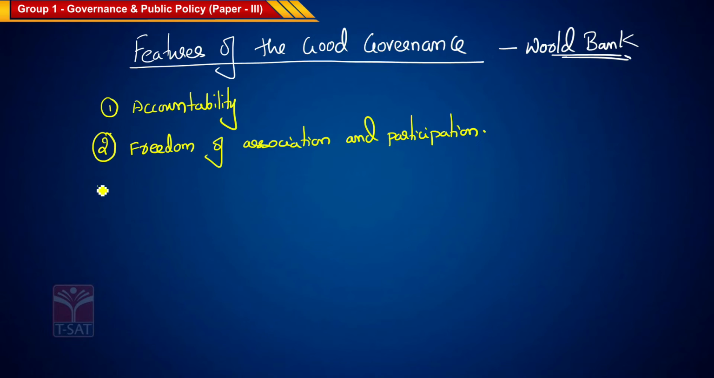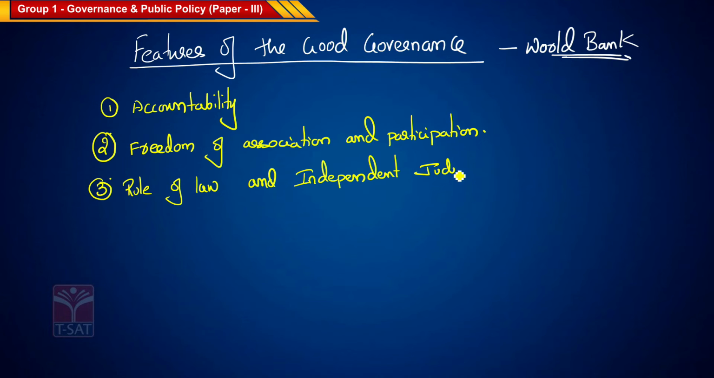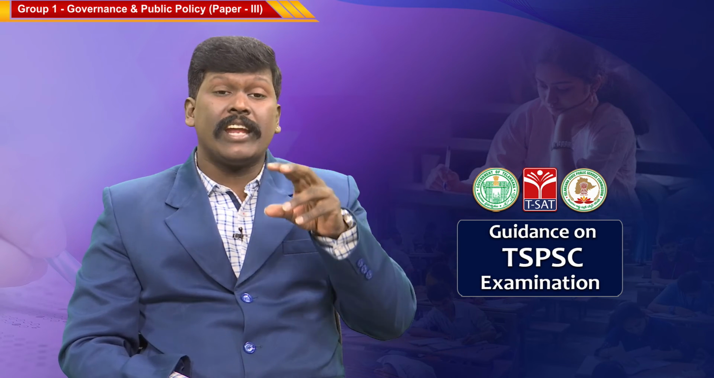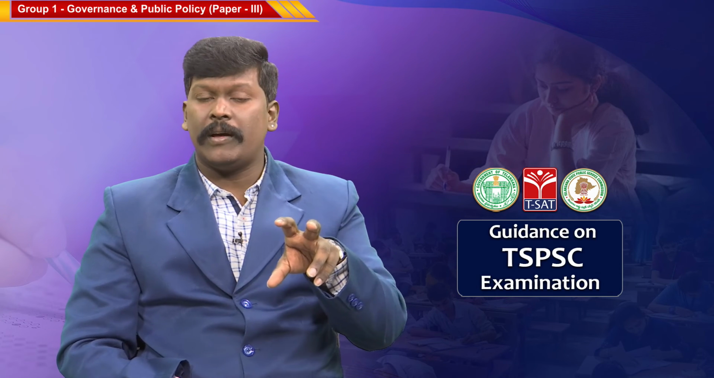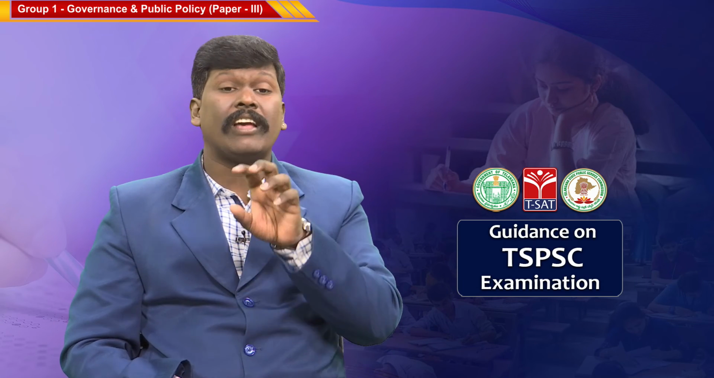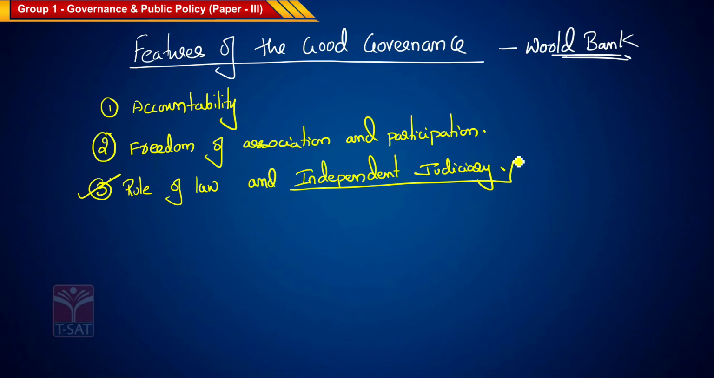Let's see the third feature. Very important: rule of law. With the help of rule of law, you will have an independent judiciary. So, what are the independent judiciary and rule of law? Legal authority is very much prevalent in a governance state. The state and its components work only on the principles of rules and regulations, laws and customs. So one of the major features of good governance is rule of law and an independent judiciary to protect that law.